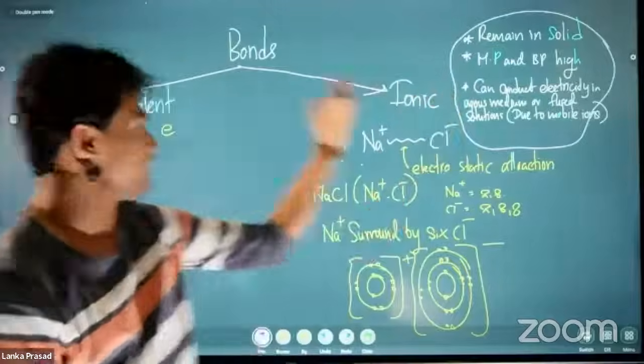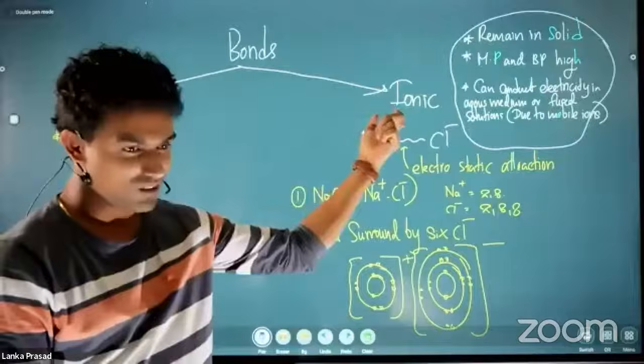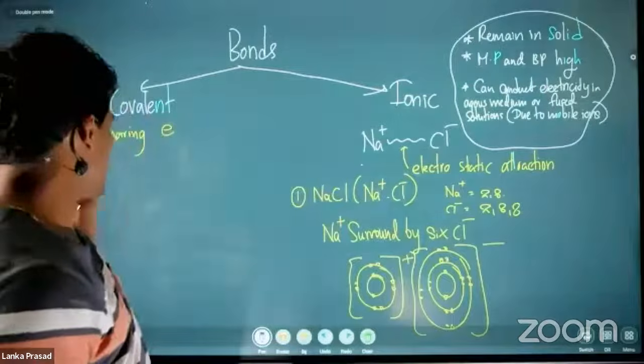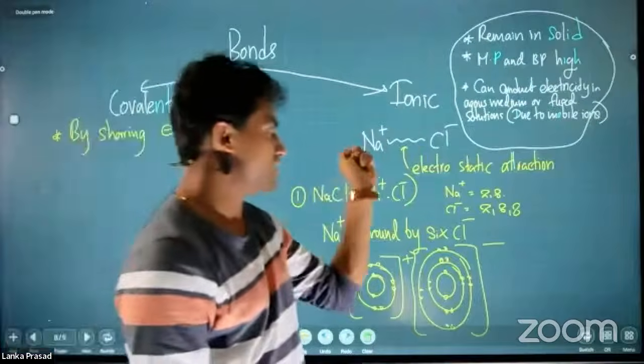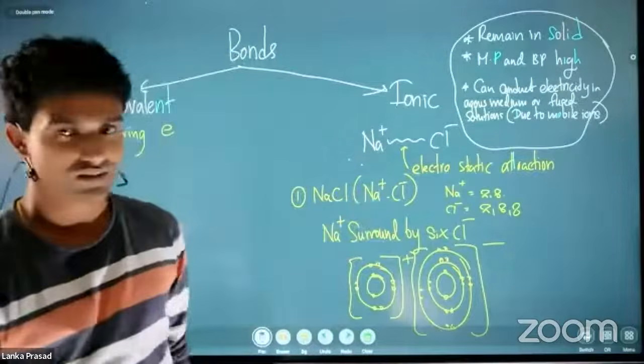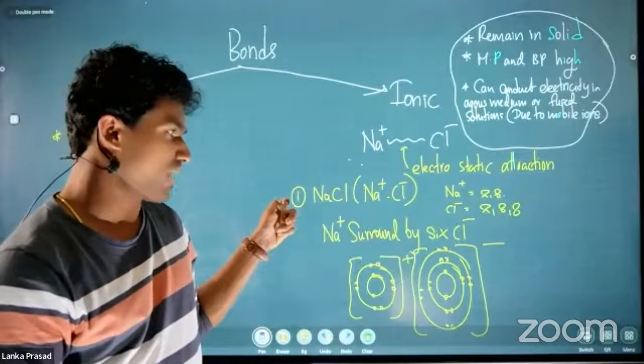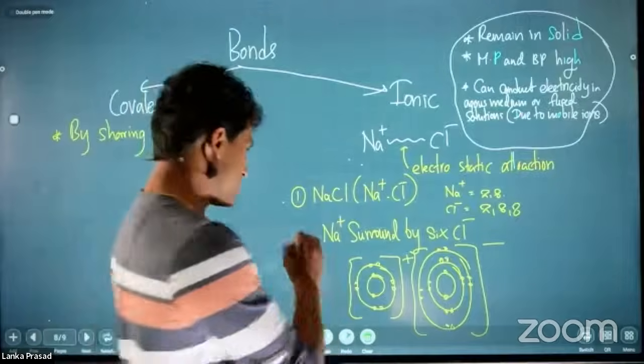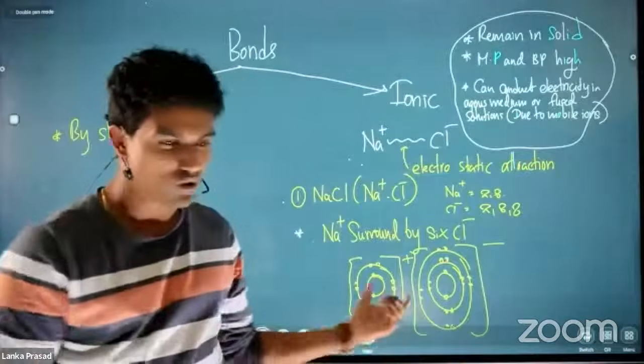Two types of bonds. What's that? Covalent bonds and the ionic bond. Now you know covalent is formed by sharing electrons. Ionic, there are positive and negative ions, then there's electrostatic attraction force. They bind together. Then we talk about sodium chloride. 1 sodium plus surrounded by 6 Cl minus. Then you know how to draw it, right?